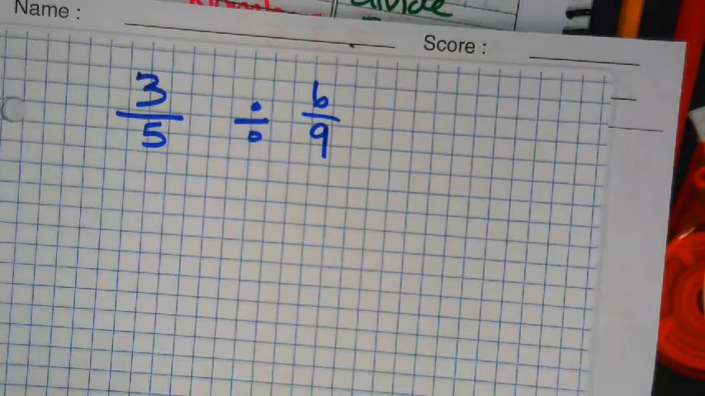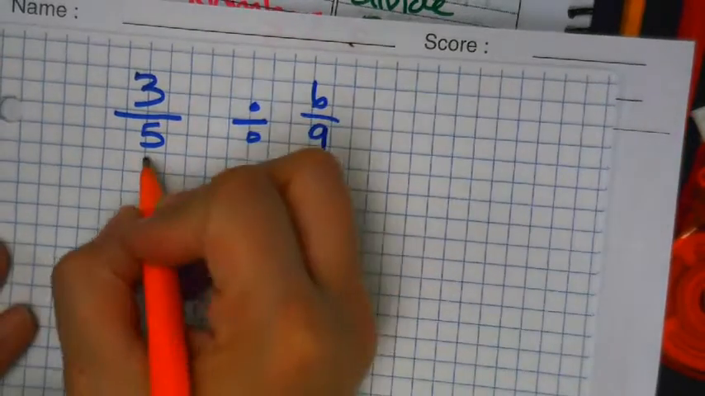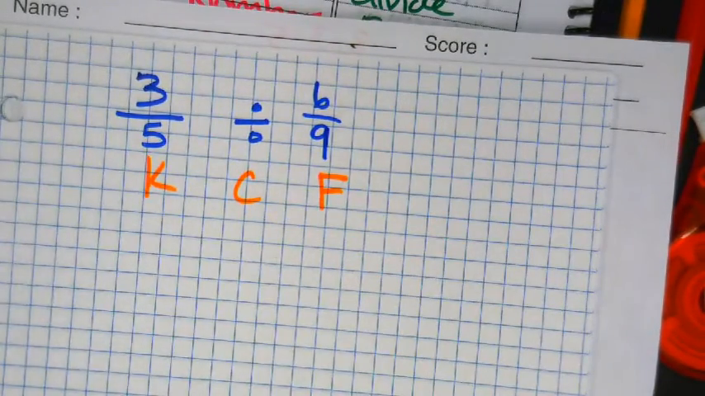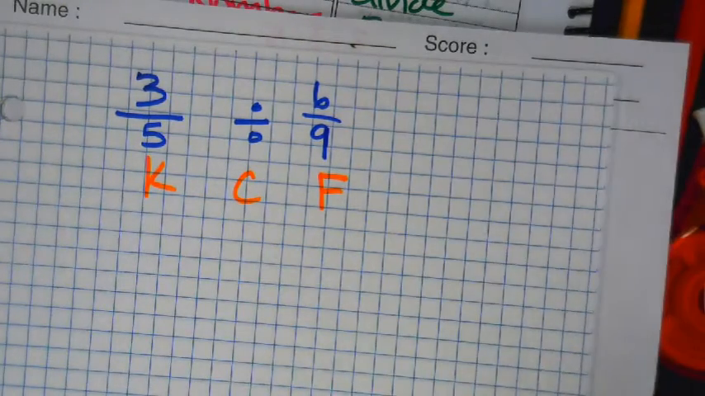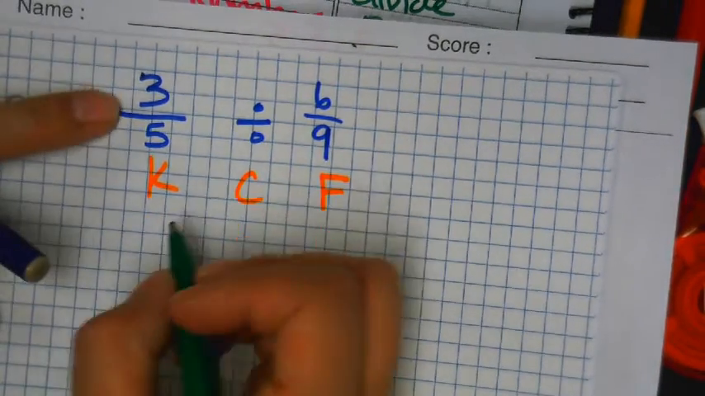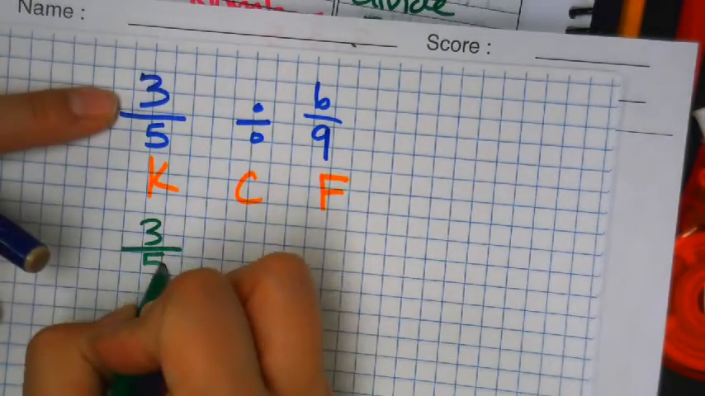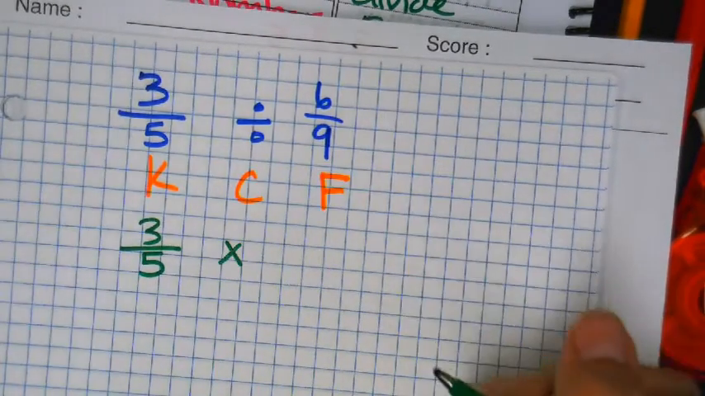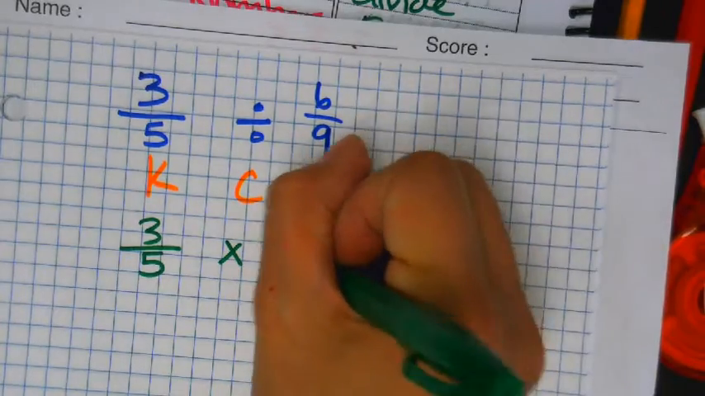Okay, so again, we're going to keep, change, flip. Keep, change, flip. KCF. All right, so this one stays as 3 over 5. Division turns into multiplication. And then it's 9 over 6.